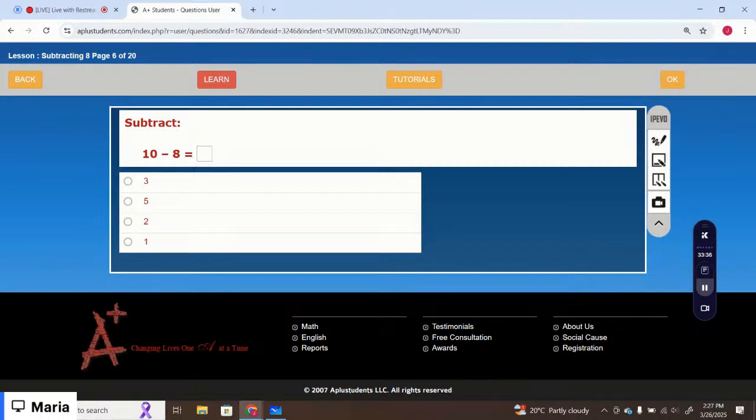10 take away 8 equals. 10 take away 8 is 2. Option number 3 is the correct option.